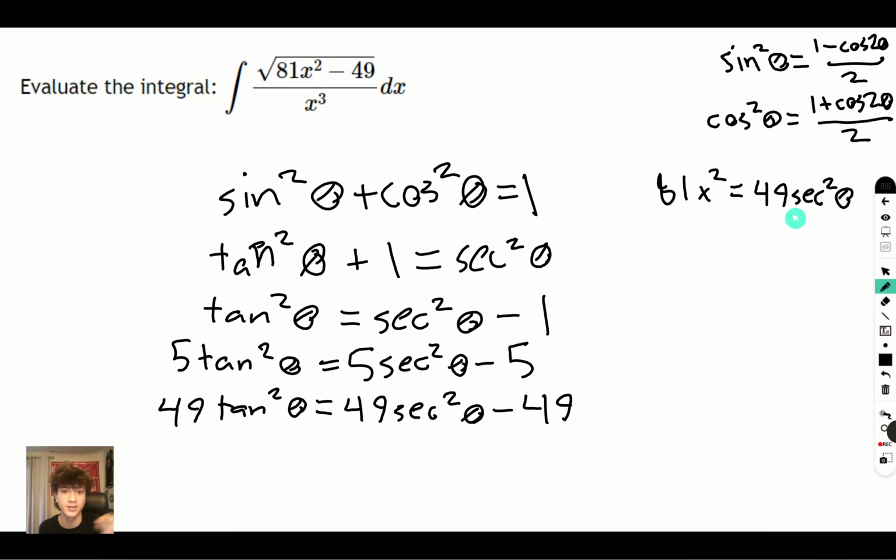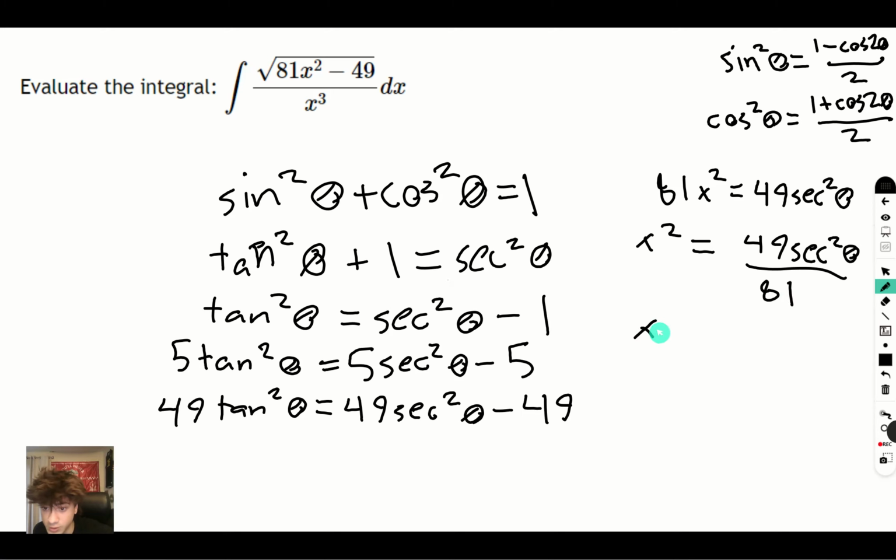Now from here, you're going to have to find the value of x. In order to do that, we'll divide by 81 first: 49 secant squared theta over 81. And then square root both sides, and you will get your x. The square root of 49 is 7. The square root of secant squared theta is secant theta. And the square root of 81 is 9. So now we have our x, we can erase all of this over here.